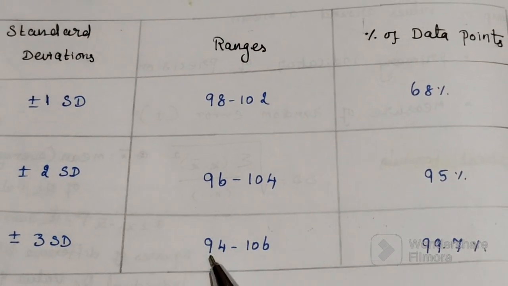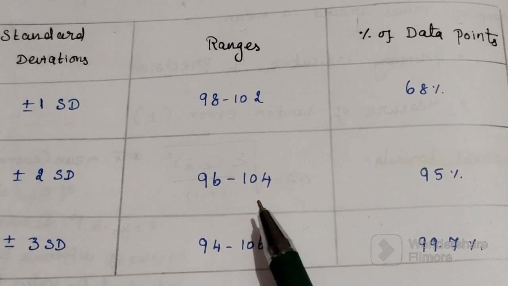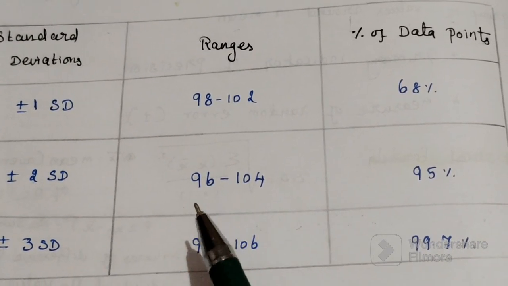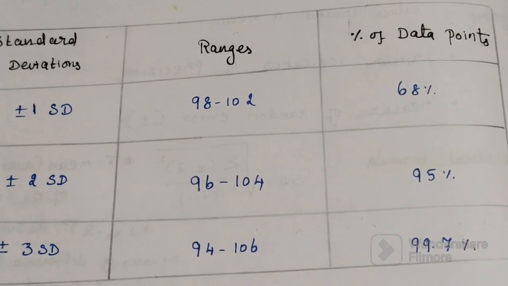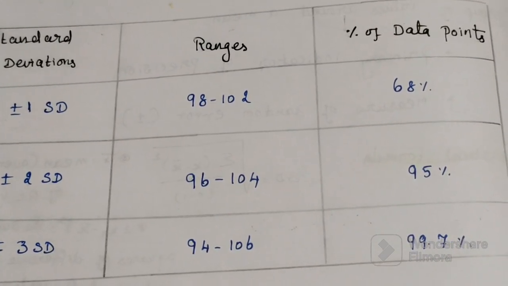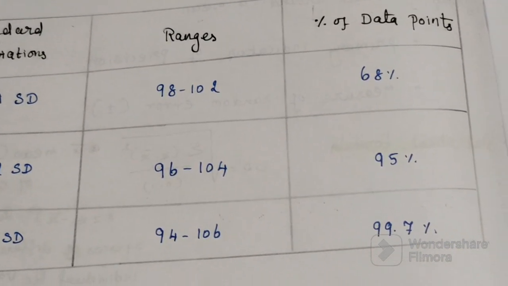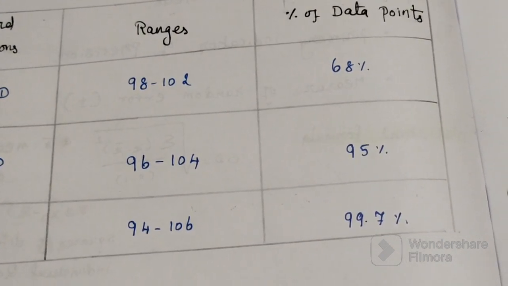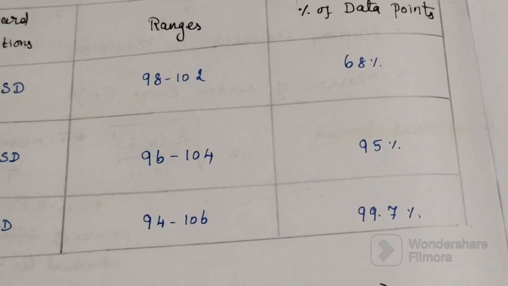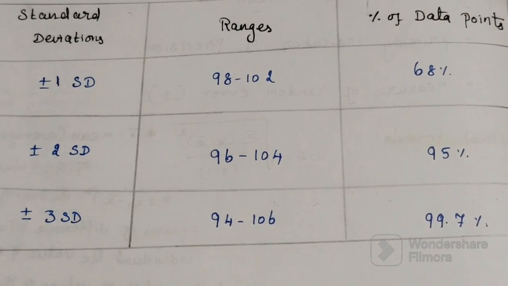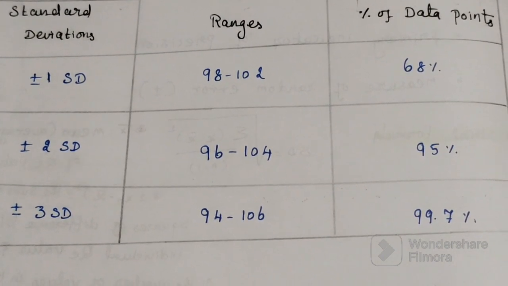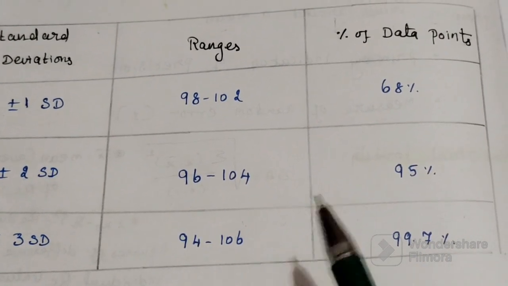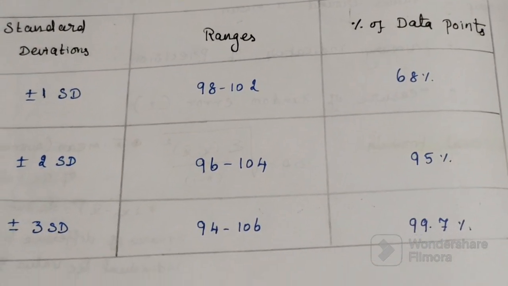4 from 100, add 4 to 100. So we get 96 and 104. So you get that range, 96 to 104, and 95% of control values fall in this plus or minus 2 standard deviation range. 96 to 104 is where 95 percent of the data points lie.